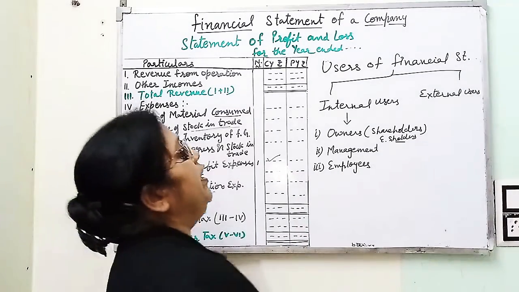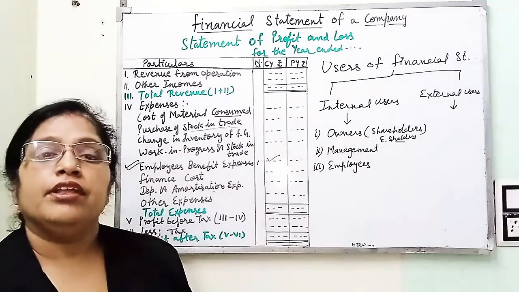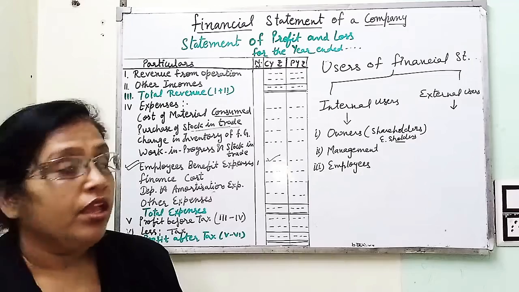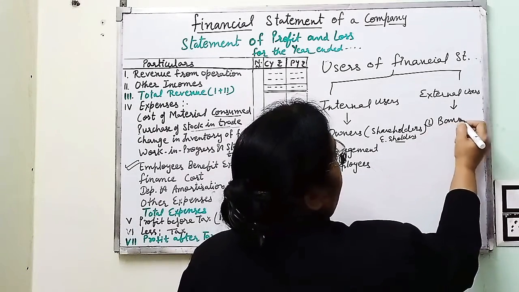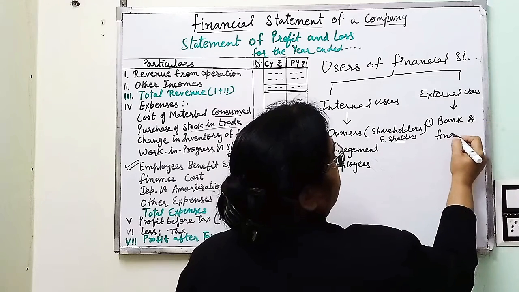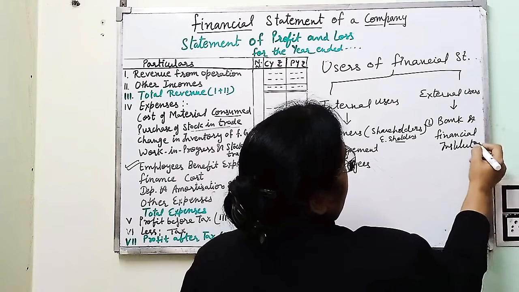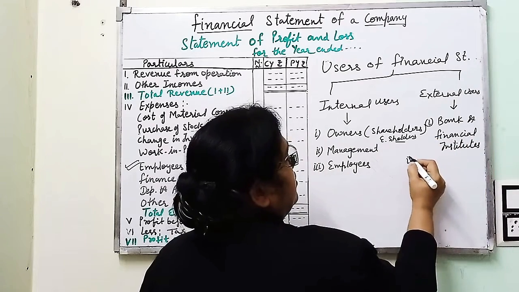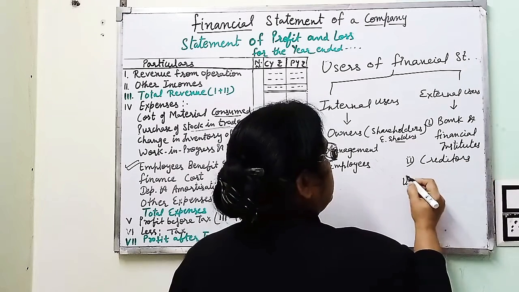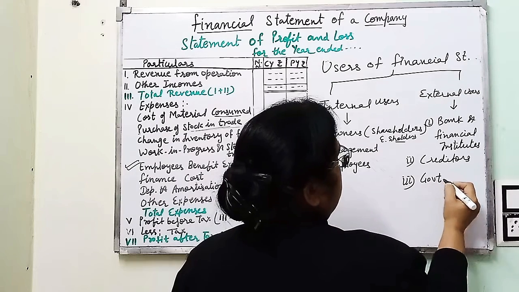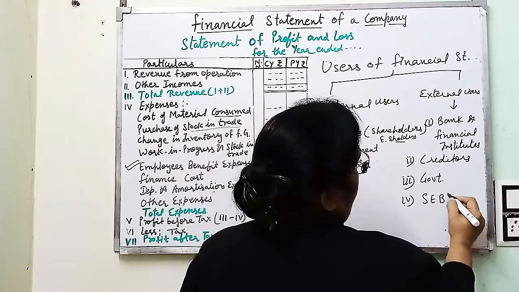In the same way, there are external users who are also interested in knowing the financial statement of the company. First is banks and financial institutes. Second is creditors. Third is government. And fourth is SEBI.